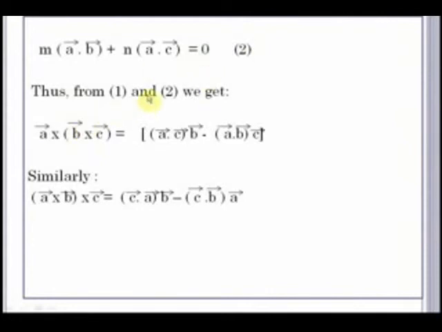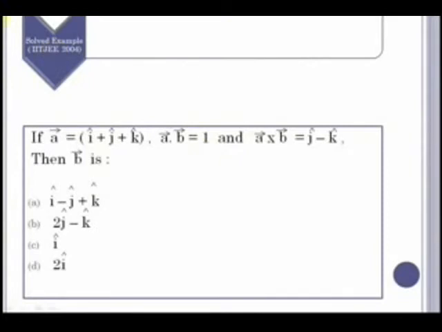So from 1 and 2 we get A cross B cross C equal to A dot C times vector B minus A dot B times vector C. Thus A cross B cross C is equal to A dot C times vector B minus A dot B times vector C. This is a scalar quantity and this is a scalar quantity. Similarly, (A cross B) cross C would be equal to C dot A times vector B minus C dot B times vector A. Thus this is the value of A cross of B cross C.